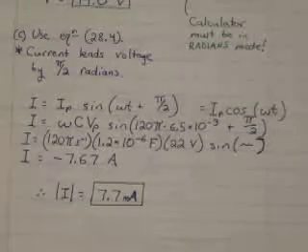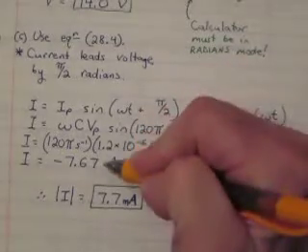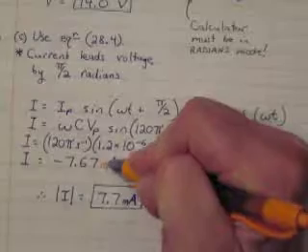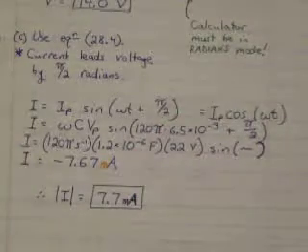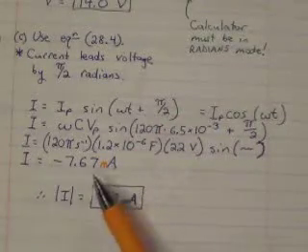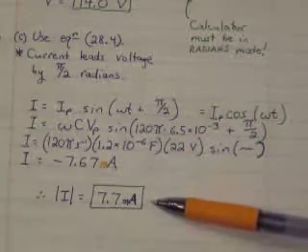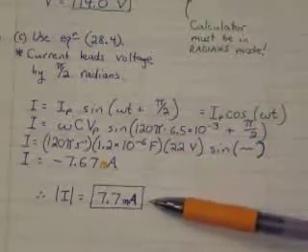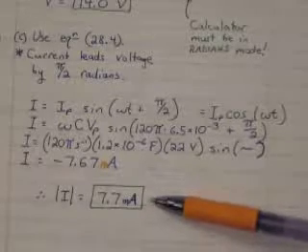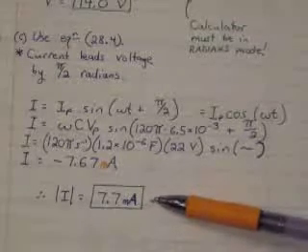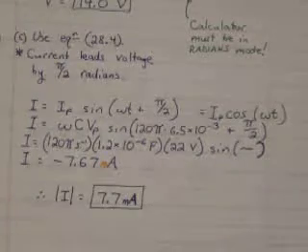You see an error right here, excuse me. There we go, milliamperes. You get current is negative 7.67 milliamperes, and here I have it written correctly. I'm just taking the absolute value, so the current is 7.7 milliamperes.